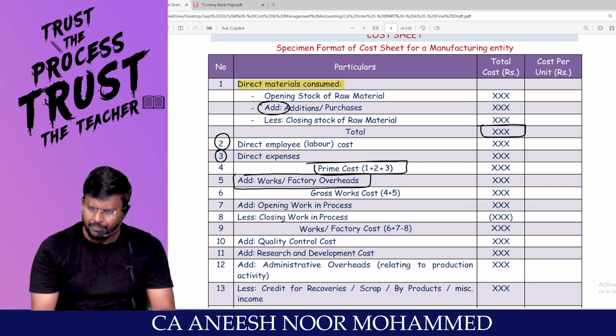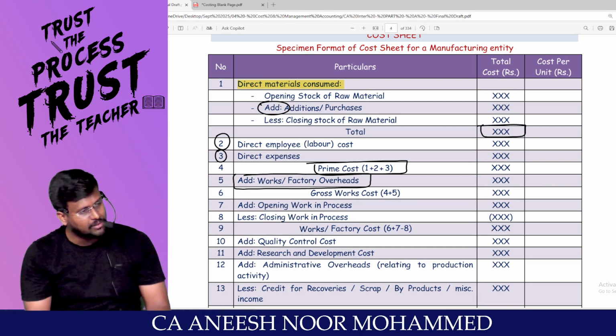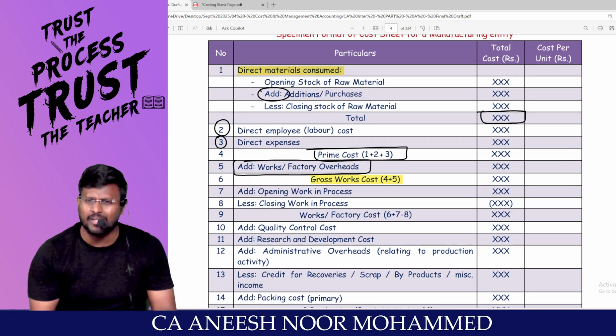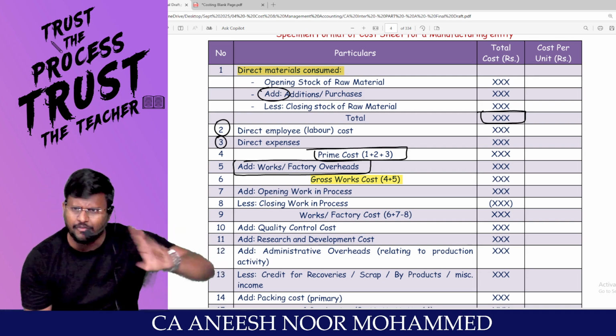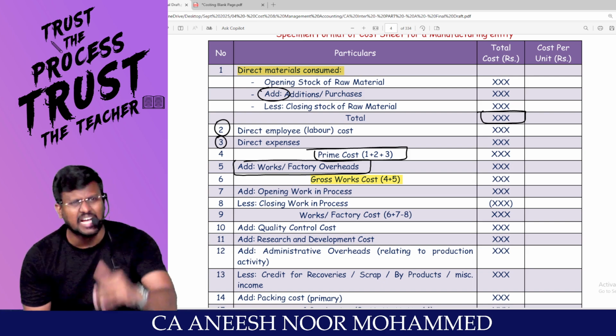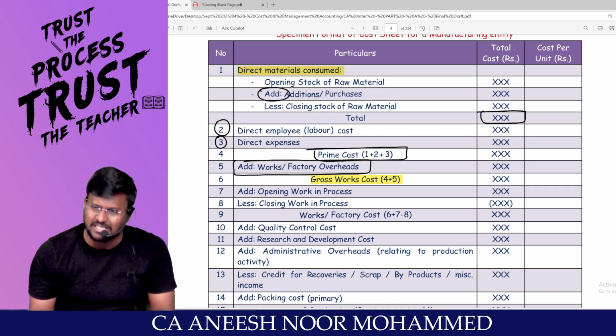Add factory overhead. I will get the gross factory cost. The work will be happening inside the factory only. That is why gross factory cost is otherwise called gross works cost.